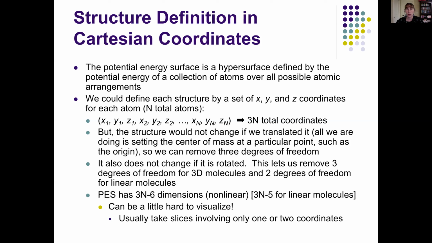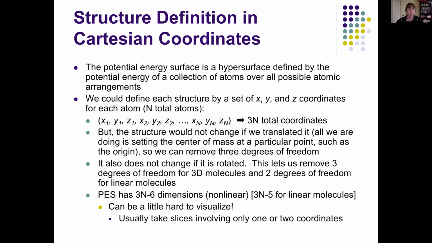So we can remove 3 degrees of freedom for a 3-dimensional molecule or 2 degrees of freedom for a linear molecule. So in the end, the potential energy surface has 3n minus 6 dimensions, or 3n minus 5 for linear molecules. Again, this can be kind of hard to visualize, so we often take slices involving only 1 or 2 of the coordinates. Now, if you express your molecule in terms of Cartesian coordinates, you deal with those 3n total coordinates. You'll often have to think about how to remove the translations and rotations.